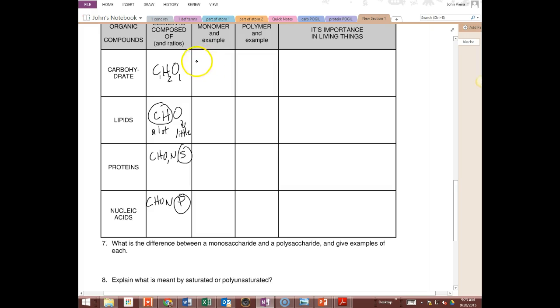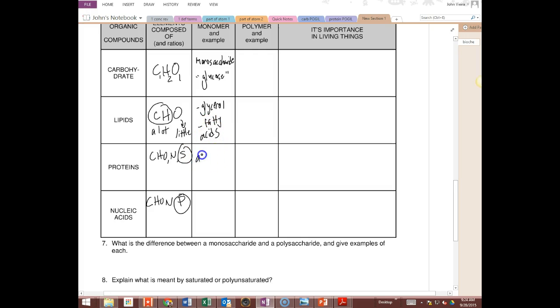So a monomer here is called a monosaccharide. An example, obviously, glucose. A monomer of lipids. Do they make monomers? They don't make monomers, right? They are made up of glycerol and fatty acids. But is it safe to say that it has a monomer? Not really. But we're going to put the building blocks there anyway.